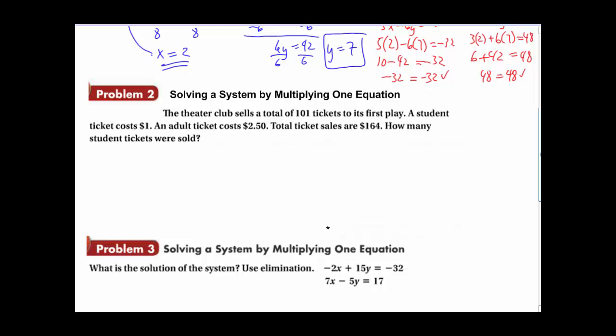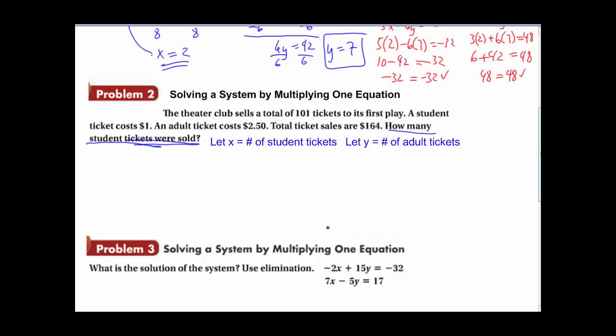Okay, so the first thing we have to think about is, what's the question that we're being asked, which is, well, how many student tickets were sold? And there's also adult tickets. So there's our variables right there. You could say S, I just happen to say X. So let X equal the number of student tickets. We also have adult tickets, so let's call that Y. We're going to let Y be the number of adult tickets.